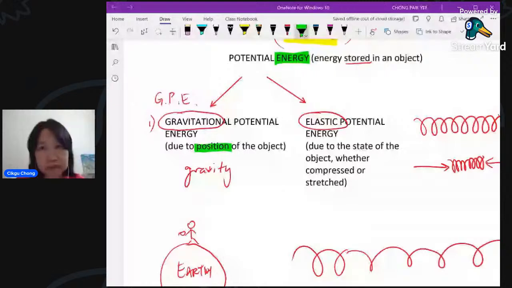Okay, so that makes a lot of sense, right? Now let's look at how to calculate your GPE. In order to calculate GPE, look at this object also. When you want to build a building, you need to drive what you call a pile. This is to support the building.